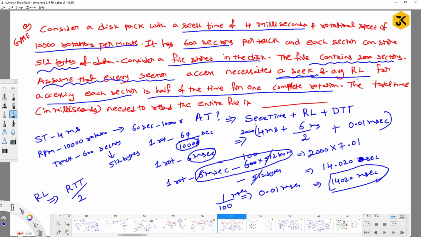Here, finally, everything is correct. I multiplied by 2000 because the file contains 2000 sectors, meaning this file is distributed over 2000 sectors, and I need to transfer the entire file. That's why finally I multiplied by 2000. Okay, we can stop here.